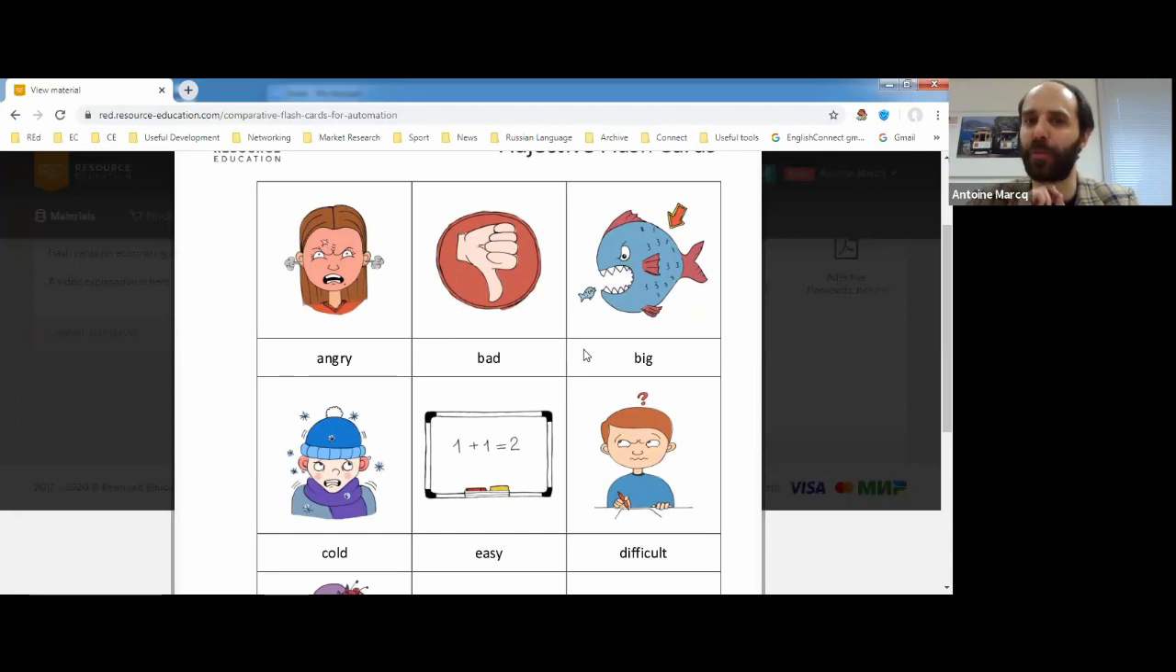I'm probably going to surprise her at her second lesson with these flashcards, but only the pictures. And I'm going to see how much she remembers and how she associates the pictures to the adjectives. And again, we're going to practice the comparatives. You can use these flashcards as well to actually make sentences.